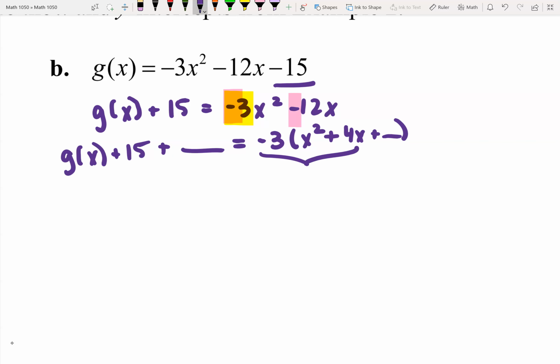If I were to distribute a negative 3, then I have negative 3x to the second minus 12x, which is what I had up above. So I know I did that right, okay? Raise your hand if you're completely with me. Show me by a show of hands.